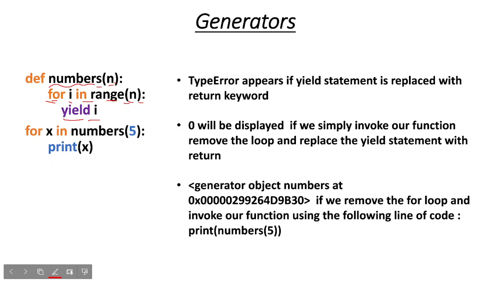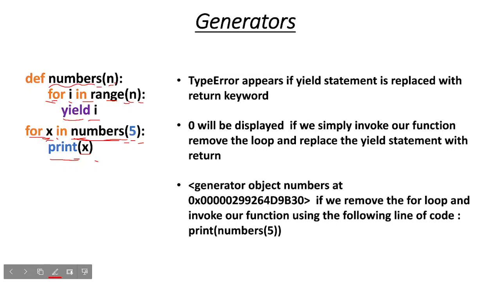Now outside our function, we will invoke our numbers function by placing inside the parentheses an integer of 5. So we will invoke our function, then we will apply the for loop to our function. So we have for x in numbers, and then we have the print function, and inside the print function we have the x variable which belongs to the for loop.